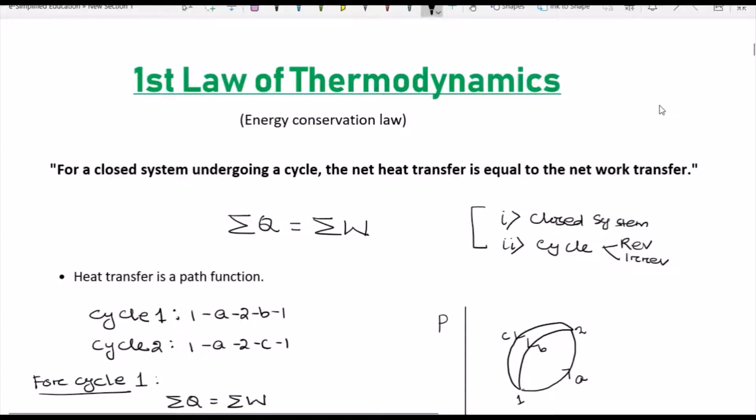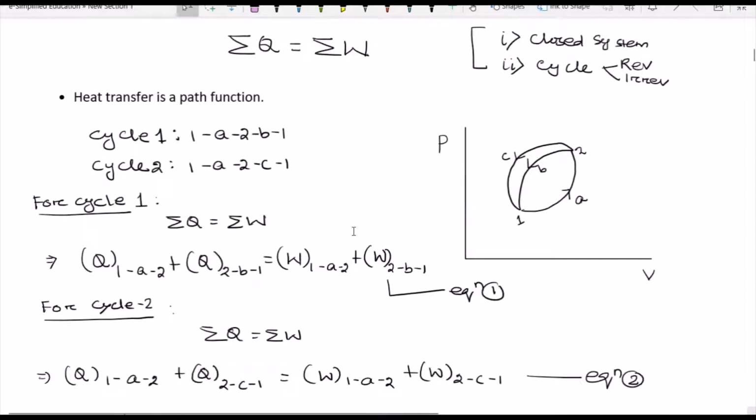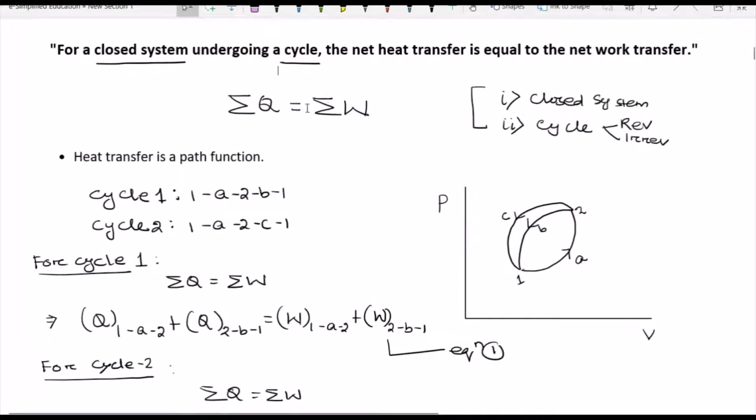Here there are two points you have to note. First one is closed system, next one is cycle. These two are very important words in this statement. For a closed system and for a cycle, the net heat transfer will be equal to the net work transfer. I have also written here for the first law of thermodynamics, summation of Q equal to summation of W, for what? For a closed system and for a cyclic process. This cyclic process can be reversible or irreversible, it can be anything. This is our first law of thermodynamics.